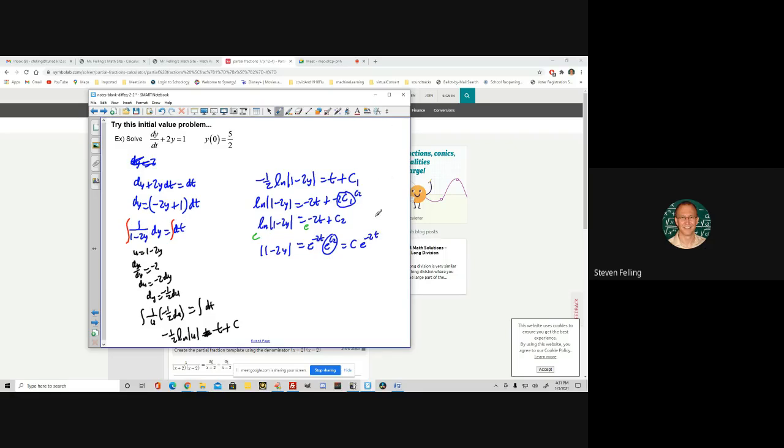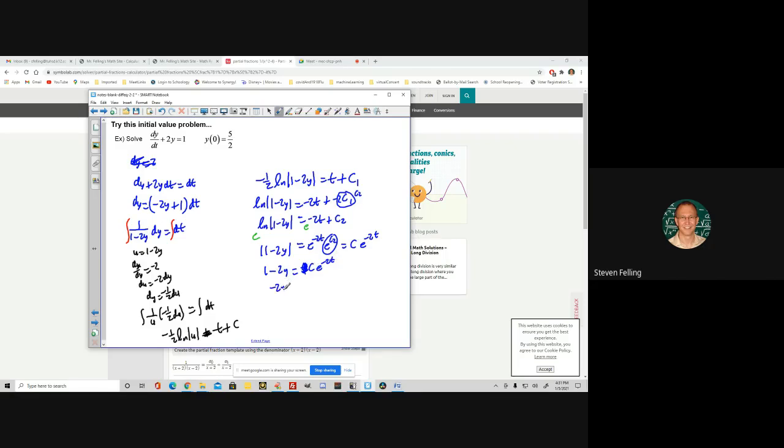All right, and then let's see. I believe I can drop this absolute value because of the c, right? The only thing that happens here is that this 1 minus 2y is just equal to plus or minus c e to the negative 2t. But since we haven't established what sign c is, we can just absorb that into the c. So it's just 1 minus 2y equals c e to the negative 2t, some constant, could be plus or minus. We're almost done here.